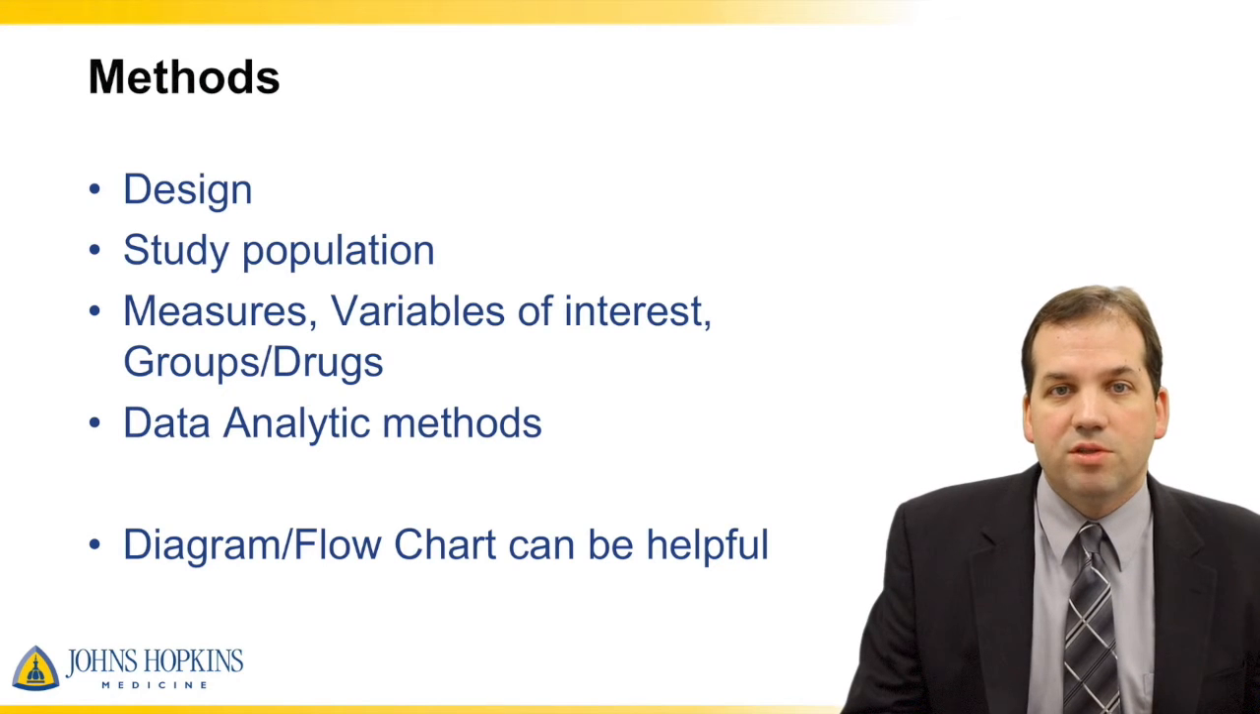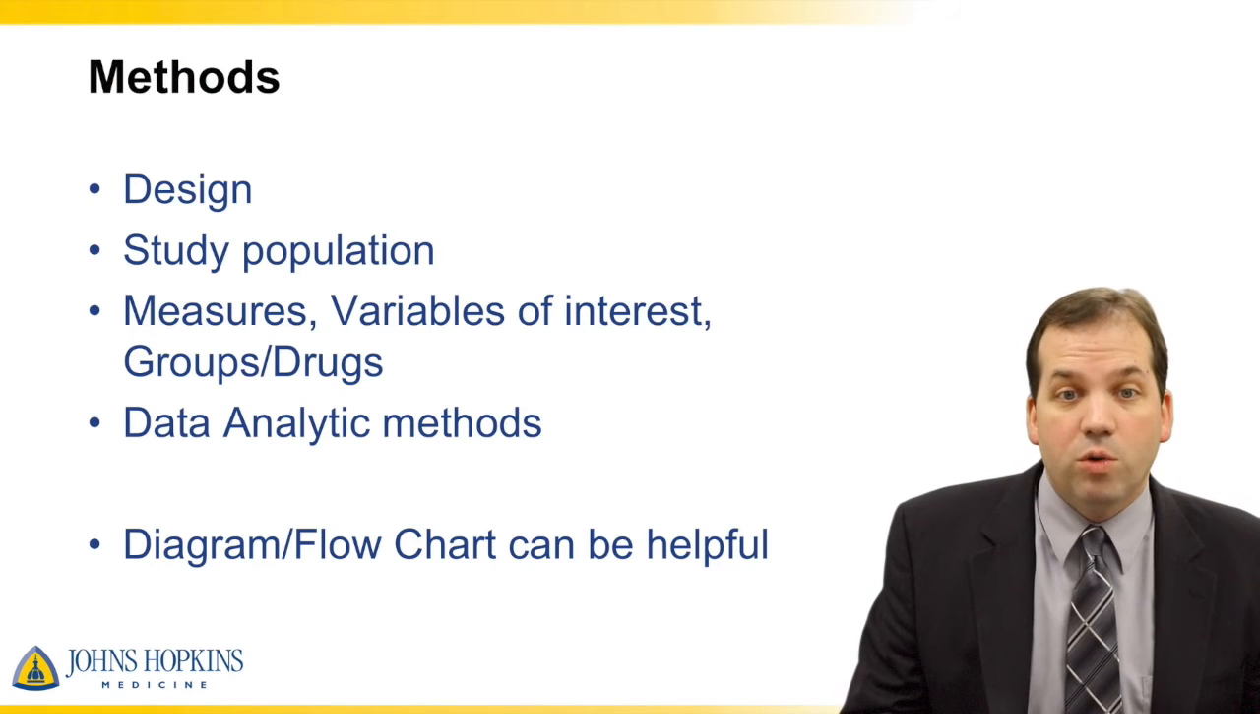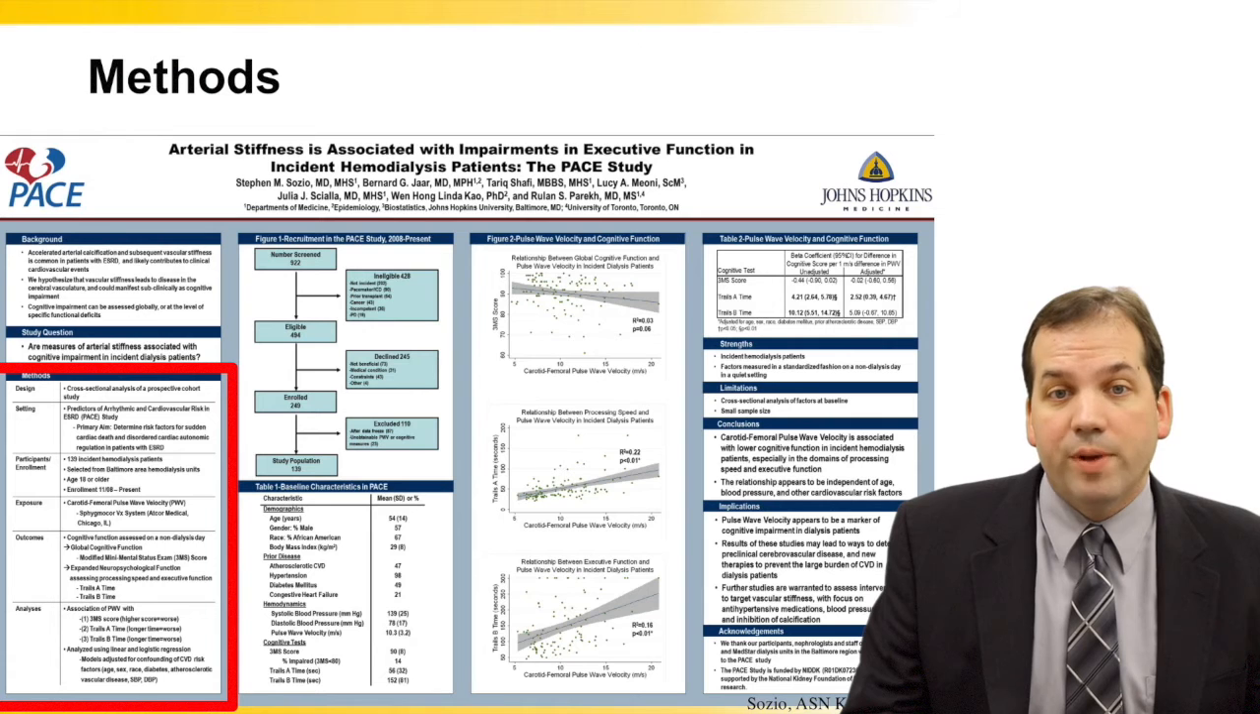Next is the methods. The methods, just like your abstract, talk about the design, talk about the study population, talk about the measures, the variable of interest, whatever groups there are, whatever drugs you might be using, and the analytic methods. I encourage people not to use too much text in this. So you might have either a flow chart or a diagram to be helpful here. And one of the formats that I use is a chart. The chart has all those elements. And again, when you're standing in front of this poster explaining it, you can actually point to those specific elements.